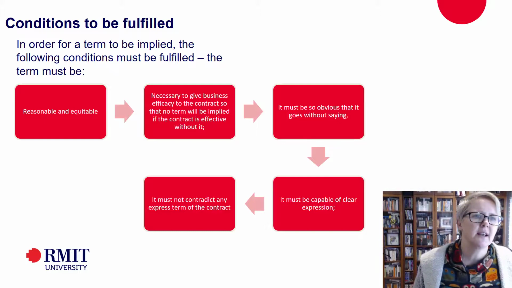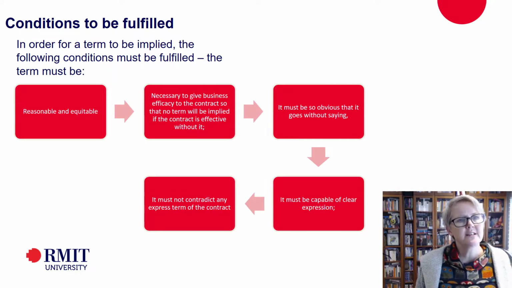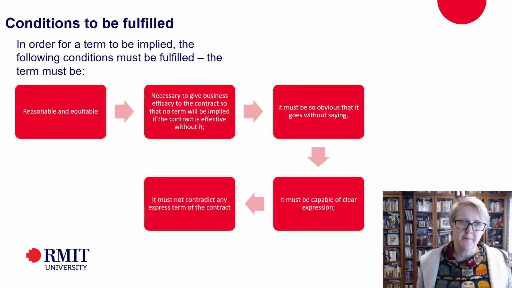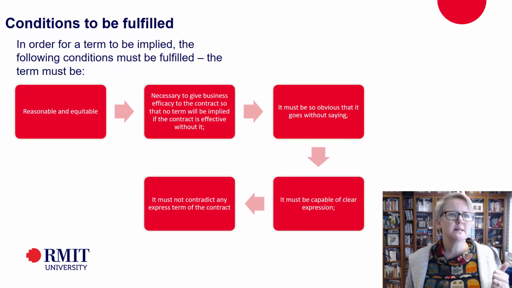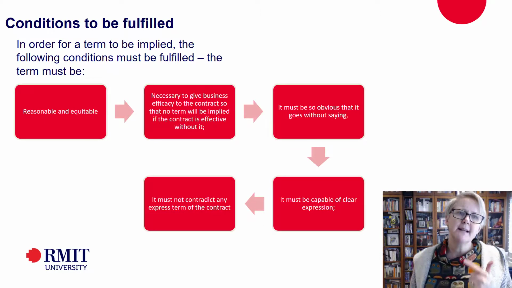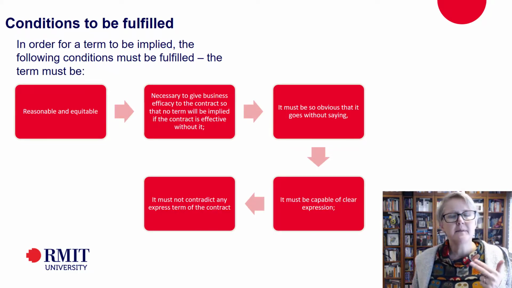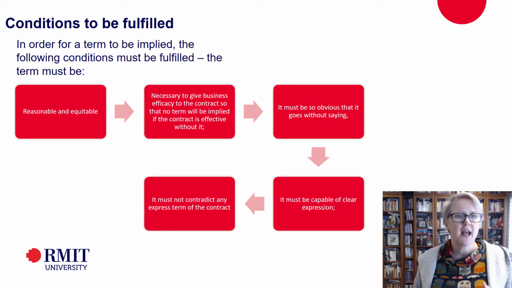Oh, no animation here. But basically, in order for a term to be implied at law, under common law, so here, when I'm talking about common law, I am bundling together terms implied at law, terms implied by fact, and terms implied by custom. Basically, the term needs to be reasonable and equitable. It needs to be necessary to give business efficacy to the contract so that no term will be implied if the contract is ineffective without it. It must be so obvious that it goes without saying. It must be capable of clear expression, and it mustn't contradict any express term of the contract.